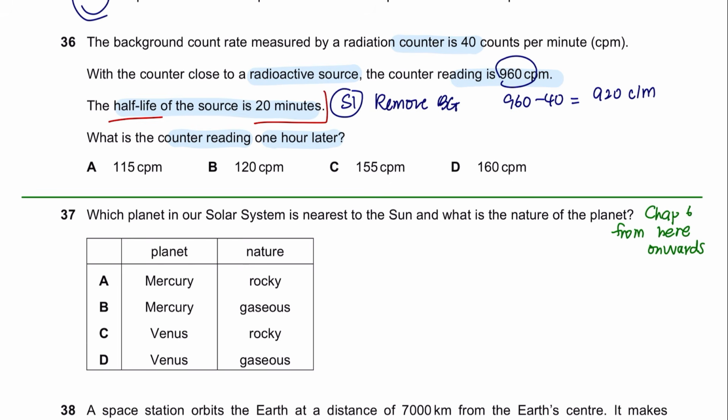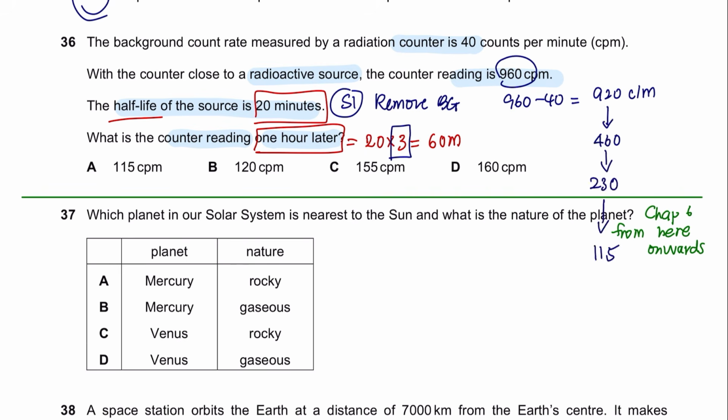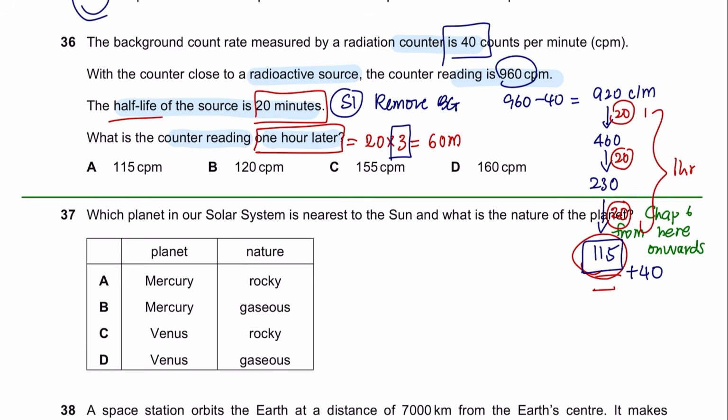1 half-life is equal to 20 minutes. And we want to find 1 hour later. 1 hour later meaning that this is 60 minutes. So this tells us that the radiation has gone through 3 half-lives. So this is the first 20 minutes, and 20 minutes. A total of 1 hour has reduced to 115 counts per minute. But remember, you have to include your background radiation, which is 40. So the detector will read 115 plus the background, giving you 155 counts per minute.